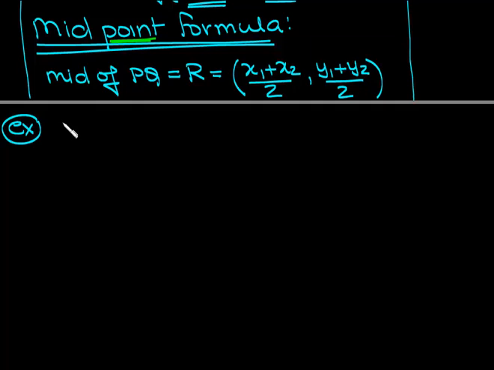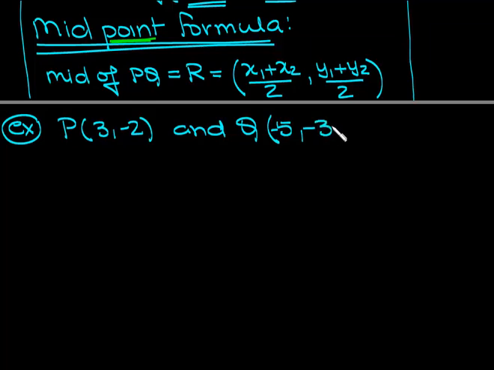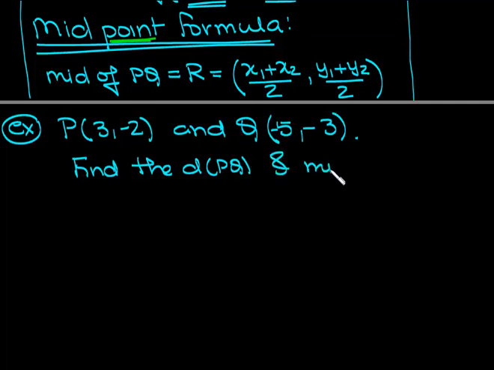Let's say I have a point P, which is (3, -2). And we have a point Q, which is (-5, -5). Well, let's make it a nice number. Also -3. So Q is (-5, -3). I want to find the distance and the midpoint. So we want to find the distance PQ and the midpoint of PQ.